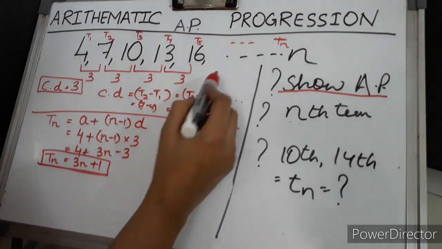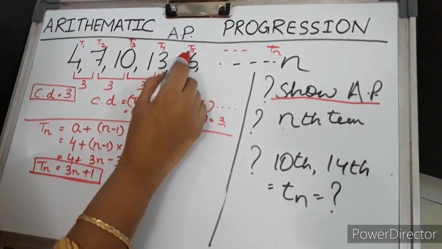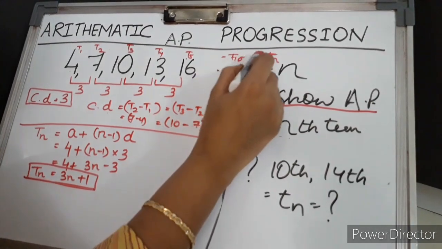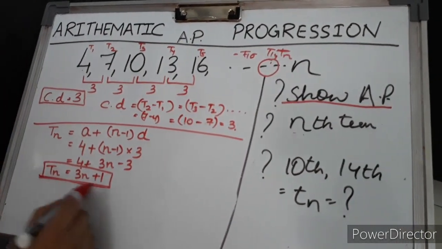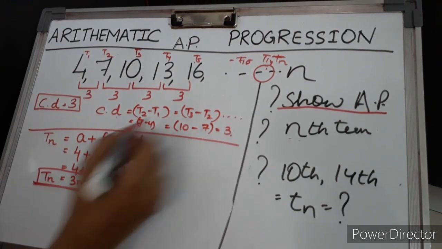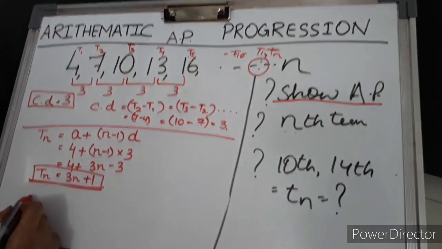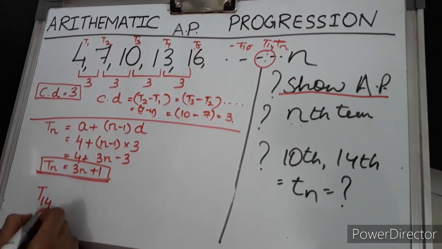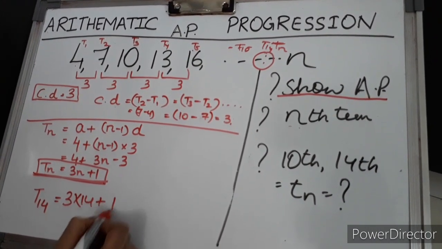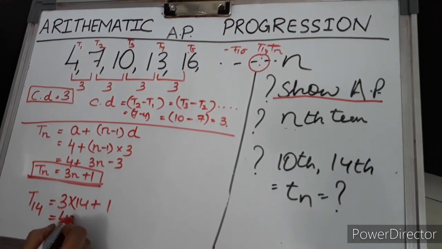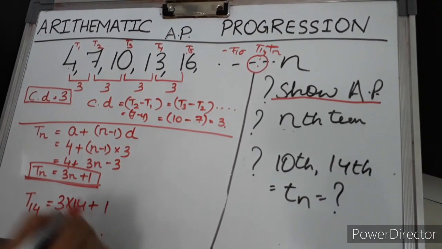Suppose we have to find T10 or T14 here. How do we find it? We have to use this rule. Suppose we have to find the 14th term in this series. We write T14 is equal to 3 multiplied by 14 plus 1, which is 43.